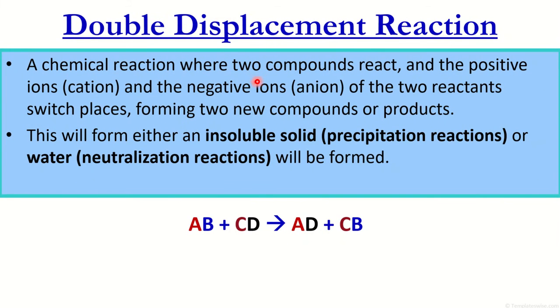Okay, so it's a chemical reaction where two compounds react and the positive and negative ions essentially swap places with each other. Now, the best examples of a double displacement reaction are precipitation and neutralization. This is the general formula to describe a double displacement reaction. You can see the major thing here is that element A has swapped over to bond with D, and this C element has swapped over to bond with B. So we have a direct swap over of both compounds.